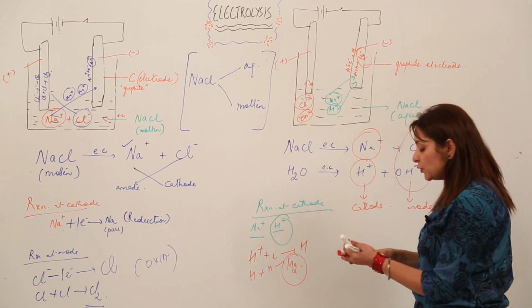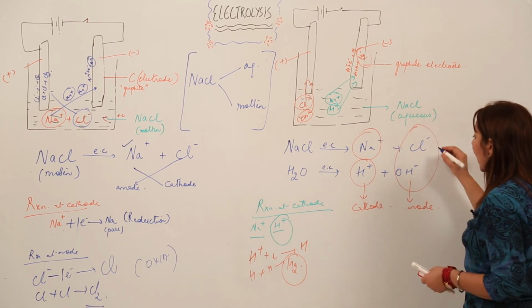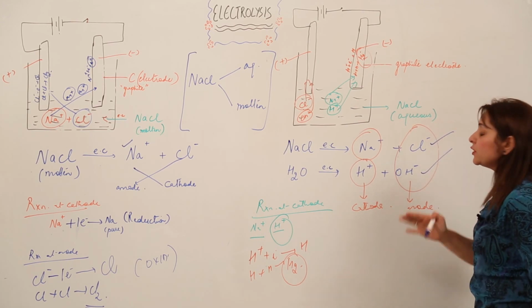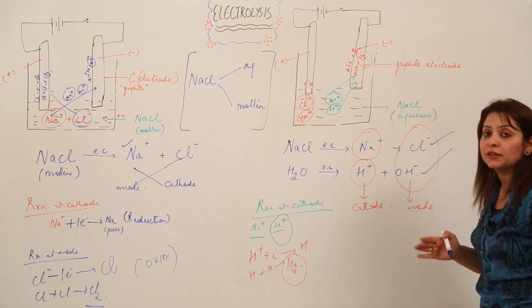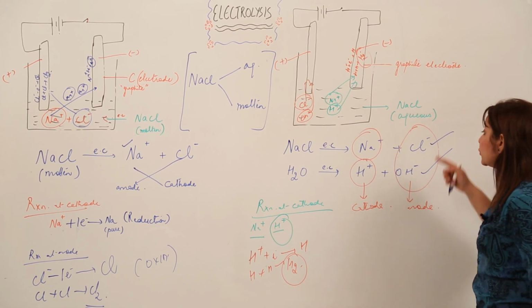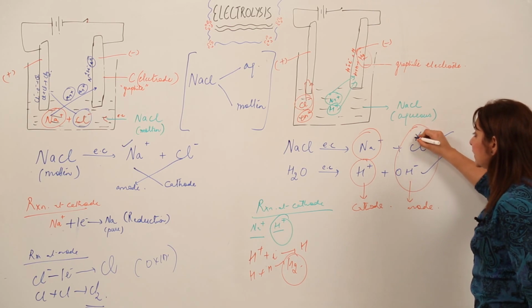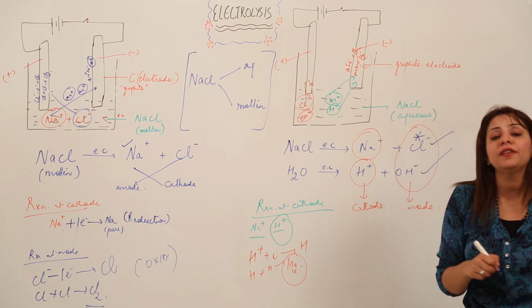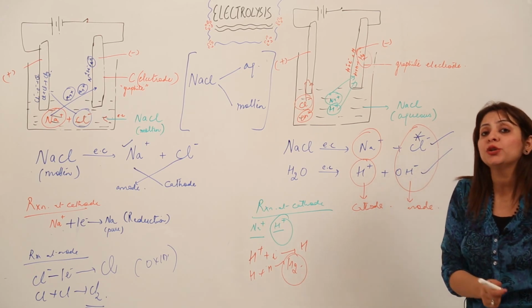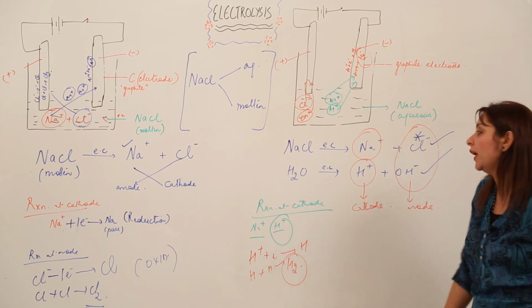And what reaction do we observe at the anode? As I have told you, these two ions move to the anode, and out of them, which has the lower electric potential or reduction potential? Out of them, the chloride ion has the lower reduction potential. So out of these two ions, which is going to show oxidation? Obviously, it is the chloride ion.